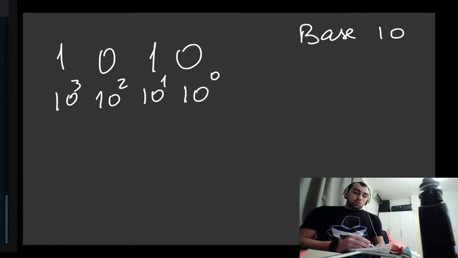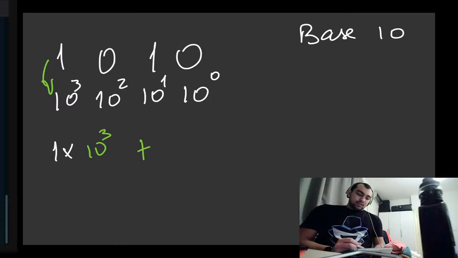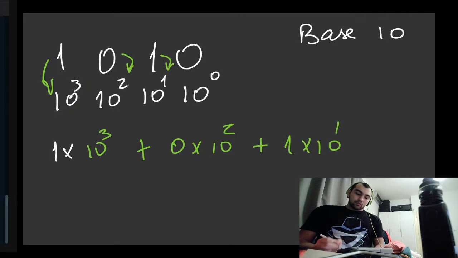And what this number means, what 1010 means, it means the result of multiplying 1 times 10 to the power of 3, plus 0 times 10 to the power of 2, plus 1 times 10 to the power of 1, plus 0 times 10 to the power of 0.